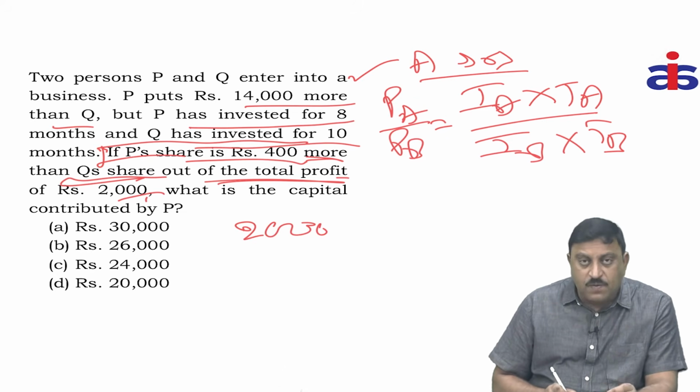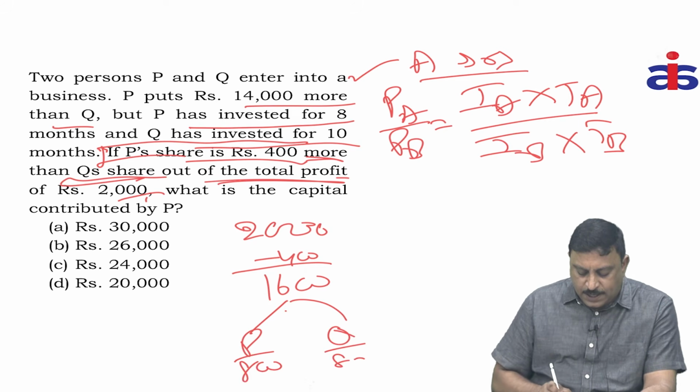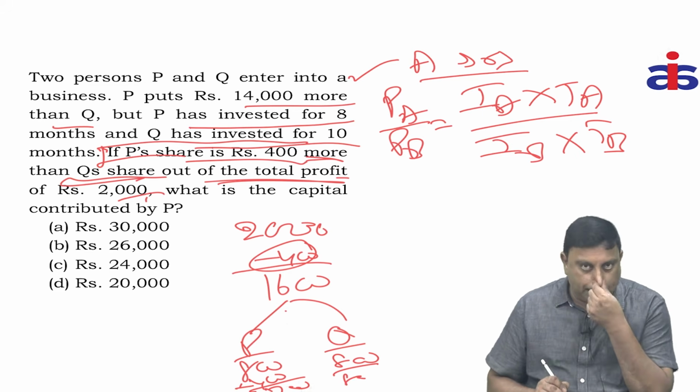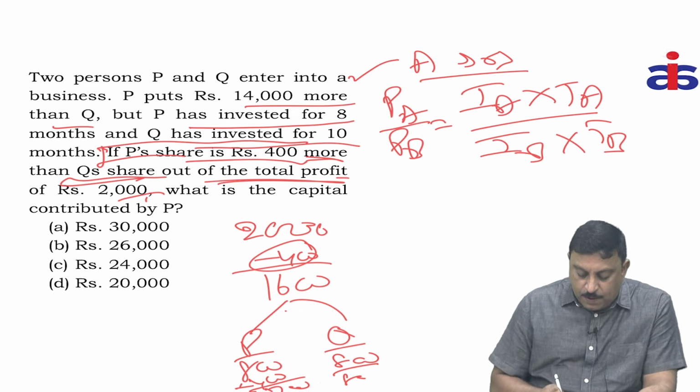What is the profit of P and what is the profit of Q? P's share is 400 rupees more, so first remove that 400, it becomes 1600, and you give it equally for both P and Q: 800 and 800. And the profit share of P, since you removed it there, you add it here, it will be 1200 and this is 800. Right? So just substitute the 1200 and 800 here itself. I am going with P by Q now, right?